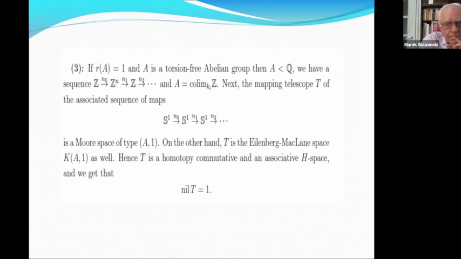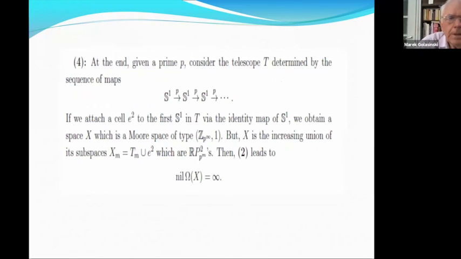On the other hand, T is an Eilenberg space of type A,1. But if A is abelian, then the Eilenberg space is an H-space. So if it's an H-space, then we see that the nilpotency class of this space T is 1, because that is an abelian space. Okay, so we have also another example, also for the case A,1.